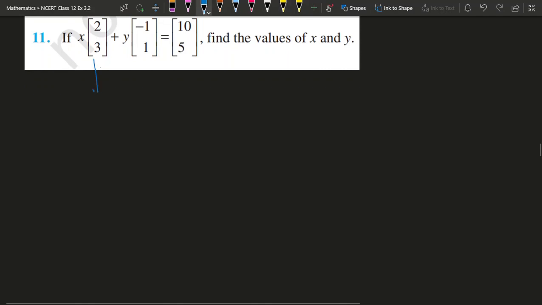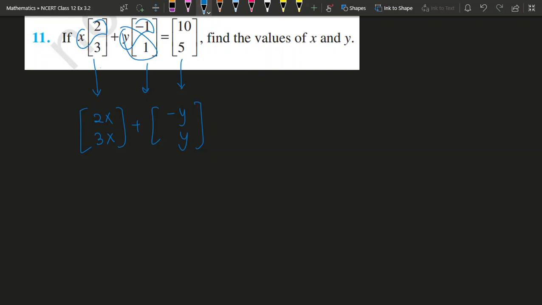You have two column vectors, and adding them gives you a third column vector. So x multiplying with all the elements right here, so 2x, 3x, plus y times -1 is -y, and y times 1 is just y, and that is equal to the column matrix 10, 5. Now you add these two column matrices, so you get 2x minus y and 3x plus y, and this is equal to the column matrix 10, 5.